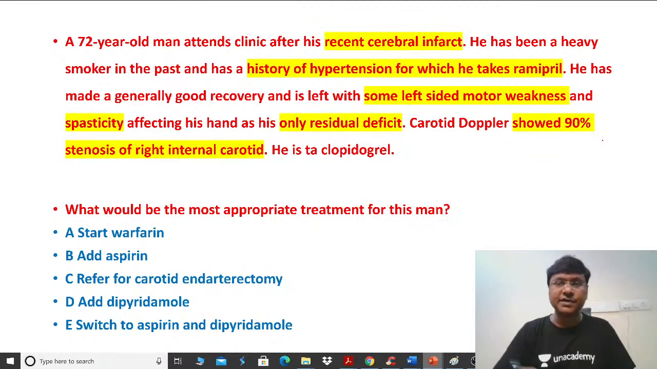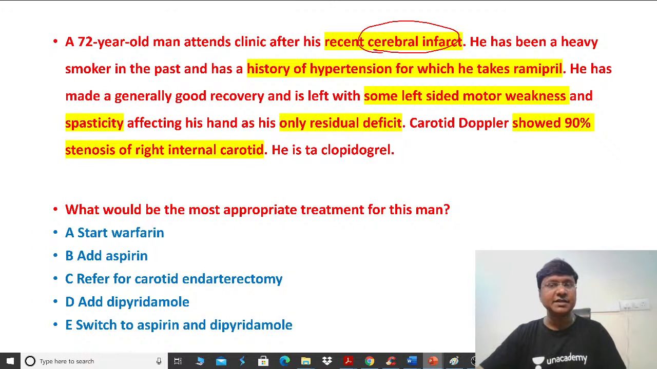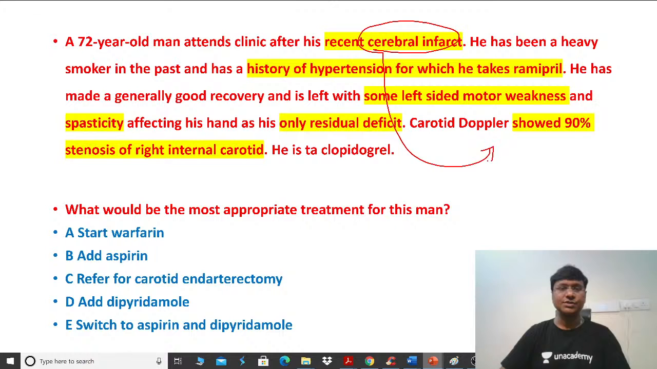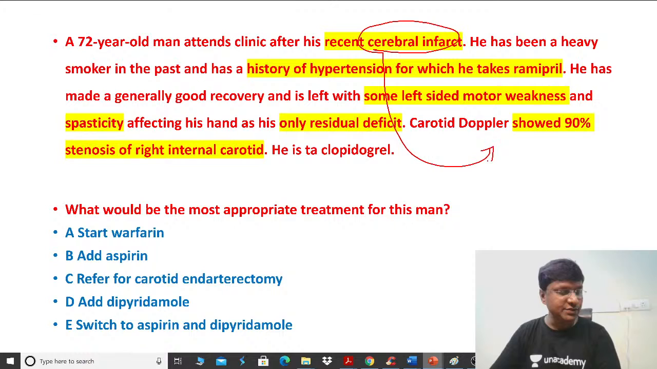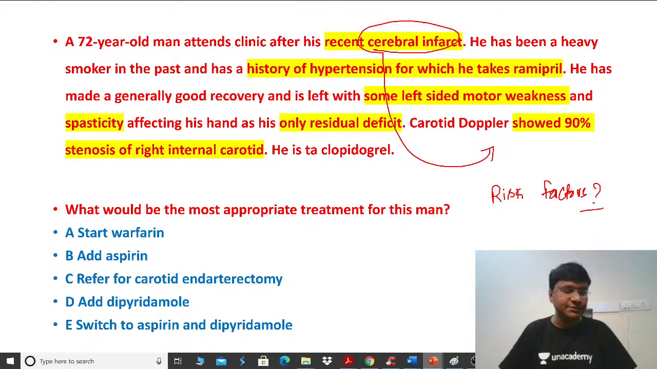So what is the cause for the cerebral infarct in this particular patient now? That is because of carotid artery stenosis. Okay. Now please tell me, what are the risk factors in this patient for the development of carotid artery stenosis?